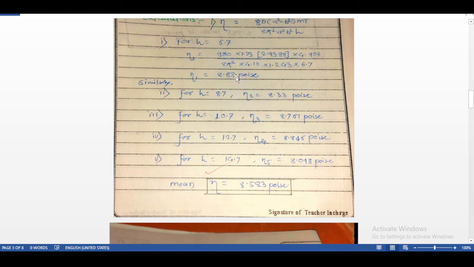If you observe all these readings or calculations, the final result comes out to be nearly equal, 8 point something, that is from 8.0 to 8.8. The coefficient of viscosity eta is always measured in terms of poise, which is its unit. It's very important that while writing the result, your result should be with the proper unit.